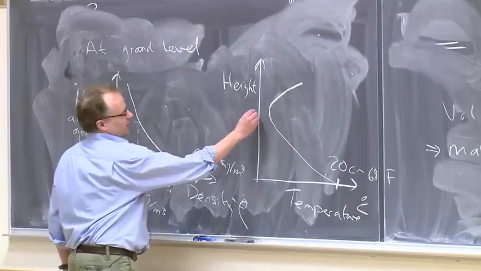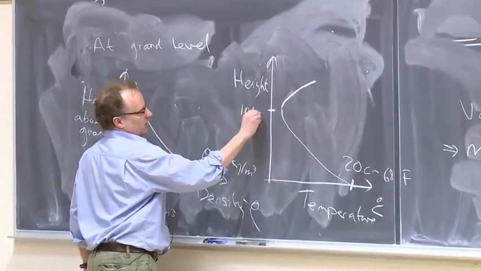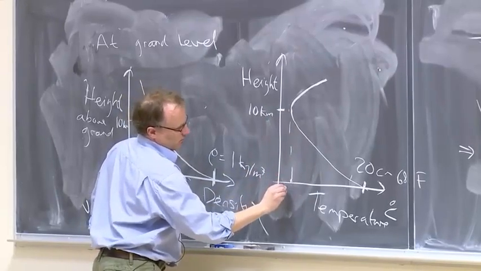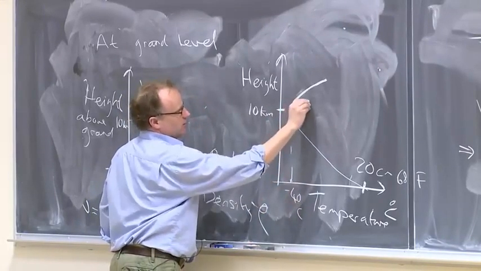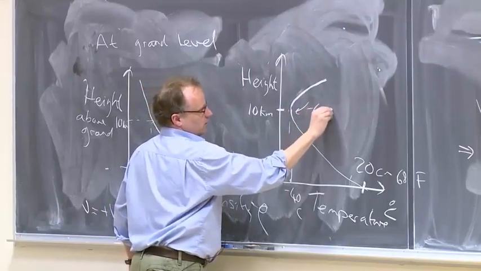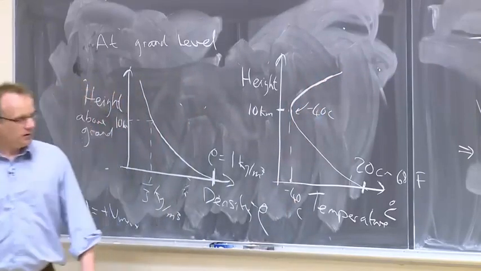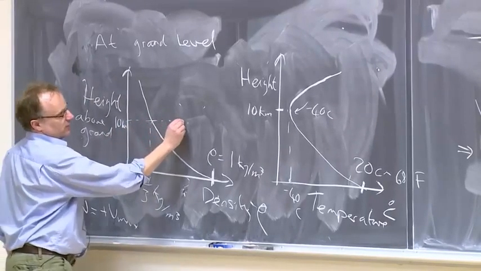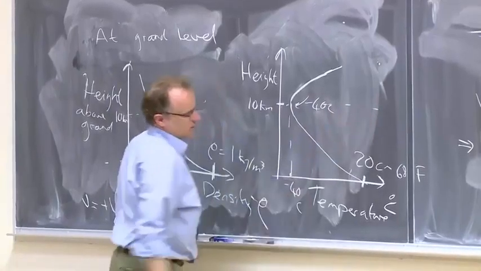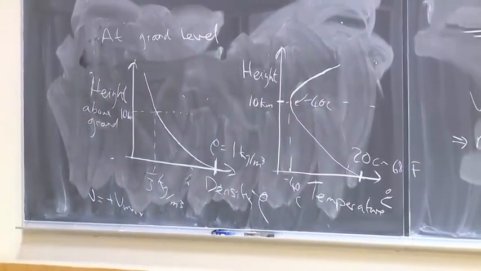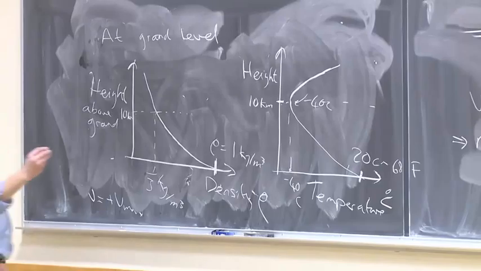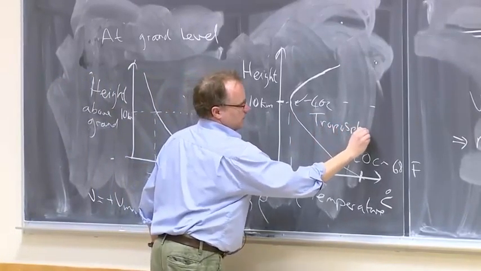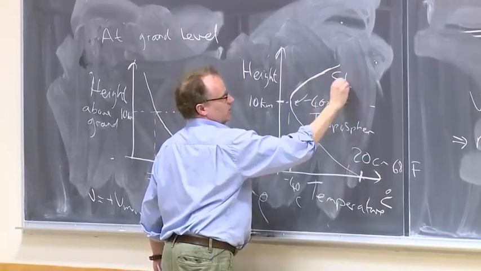At this height of 10 kilometers, by the way, the temperature is around about minus 40 C. It's a lot colder. And then it starts getting hot again as you go up above. This region, by the way, I won't go on too much about meteorology, but I think it's interesting, is called the troposphere. And the region above it is called the stratosphere.